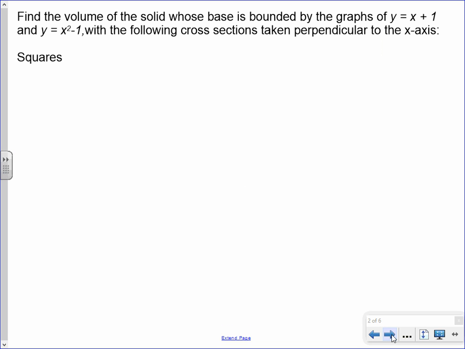All right. Let's go ahead and look at this one. So I want the volume of the solid whose base is bounded by the graphs y equals x plus 1 and y equals x squared minus 1. And our cross sections are perpendicular to the x-axis, and they're going to be squares. Write down whatever information that you need to.